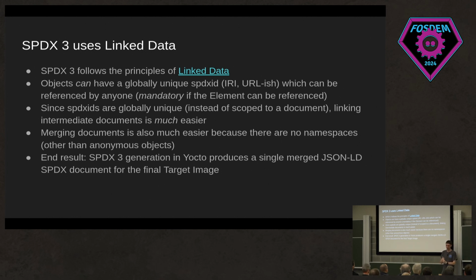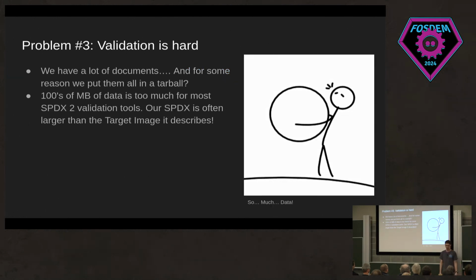And that also makes merging a lot easier because the IDs aren't namespaced, so they're unique. And so with SPDX 3, we can generate a single JSON-LD document at the end that is the entire document instead of having to do it with the tarball. The third problem we had with SPDX 2 that will hopefully be a lot better here is that validation was really hard because for some reason we're putting all our documents in a tarball.